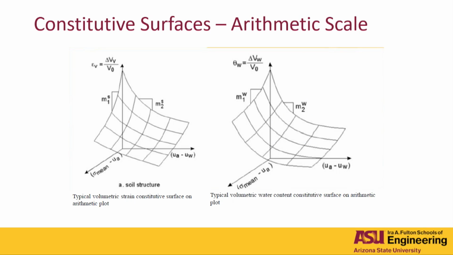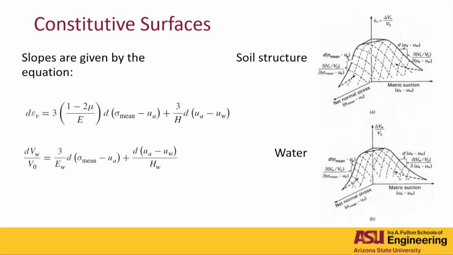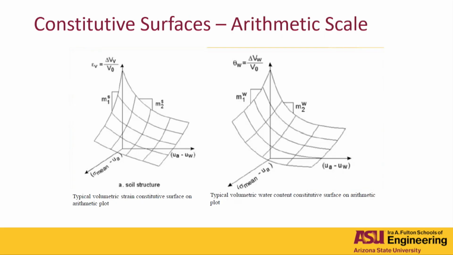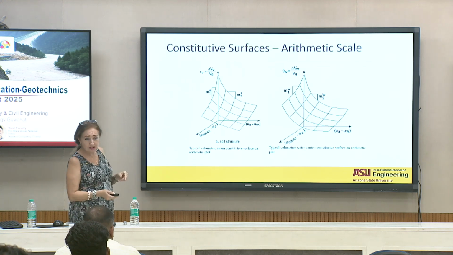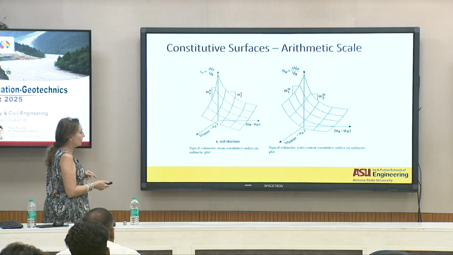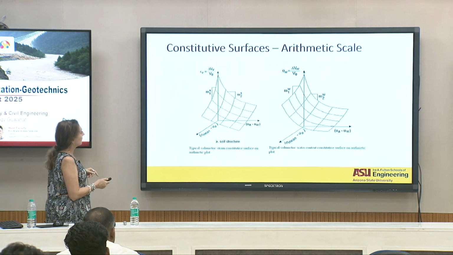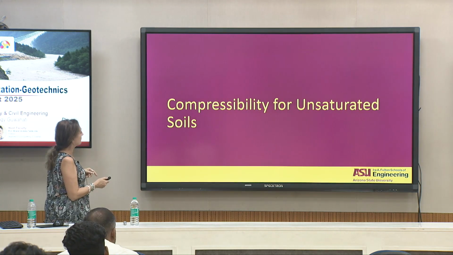If you do an arithmetic scale, it's going to look like that. And basically, for that, you're going to have different relationships that, instead of being that way, you're going to have them on this nomenclature, but it's the same thing. It's just only on the arithmetic scale. One of them is for the soil structure, and the other one is for the water content constitutive surface, in the arithmetic scale. All right.